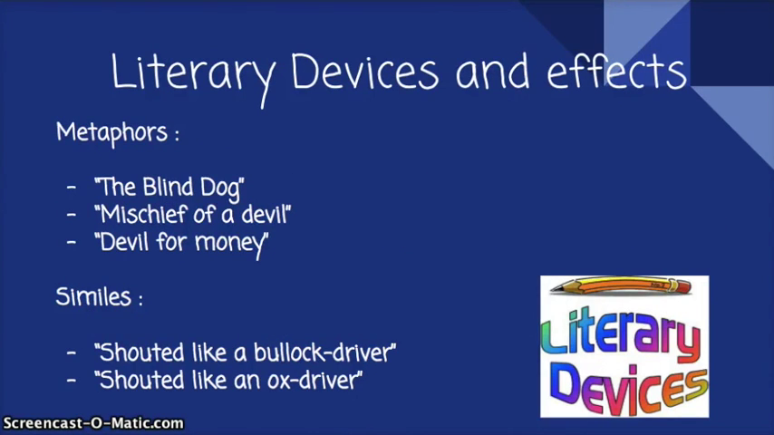So now, for lesson 4, we will be going through the literary devices and effects used in the story. First, there were metaphors used, such as the blind dog. This is a metaphor as the dog is claimed to be blind, even though it is not. The word blind is actually meant to describe the dog being blinded by the basic necessities needed to carry on living its life.